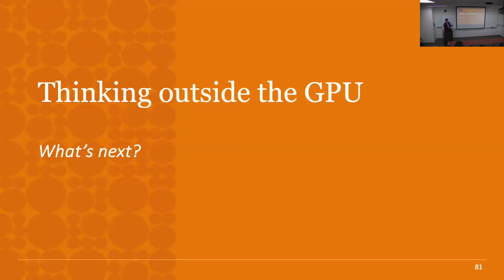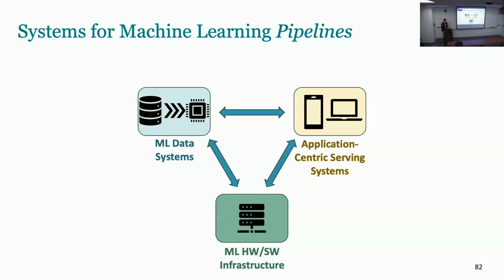So quickly, let me spend about 2 to 3 minutes, I know we're kind of out of time, to highlight what I think is really exciting going forward. There are still so many opportunities when we think about how to build systems for the entire ML pipeline across each of these areas: ML data systems, serving systems, and the underlying hardware and software infrastructure. I'll highlight some exciting opportunities in each of these.